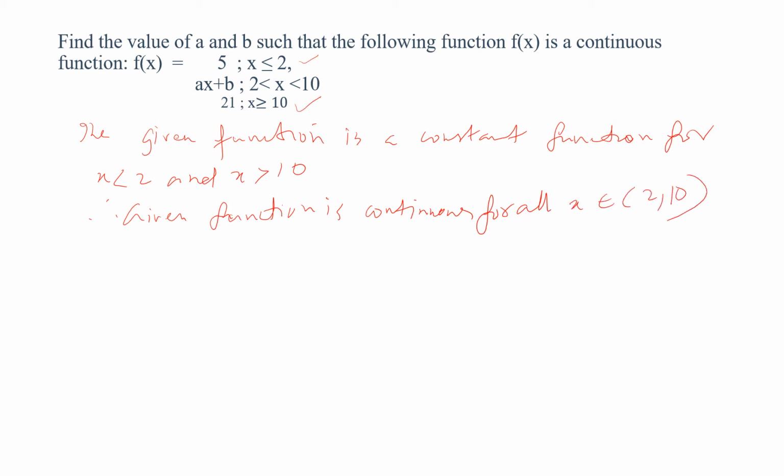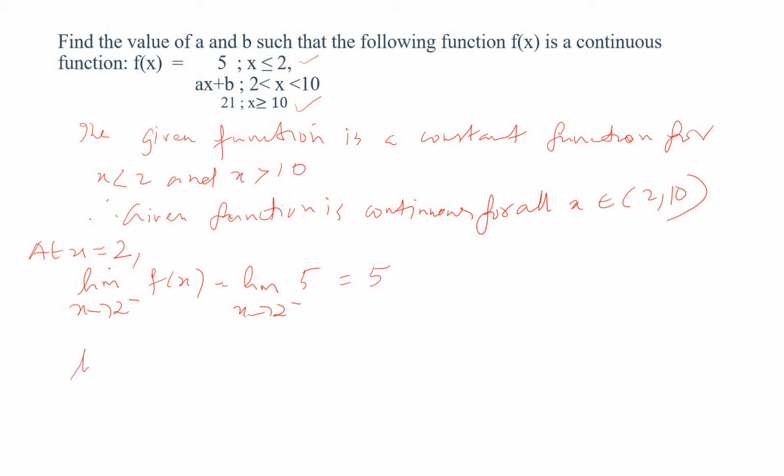Now let's start. The first function f of x equal to 5 when x is less than or equal to 2. So let's take the first condition at x equal to 2. Now limit x tends to 2 minus. 2 minus means x less than 2. We can see that for x less than 2 the function is 5. So limit x tends to 2 minus f of x is equal to limit x tends to 2 minus of 5, and that is equal to 5.